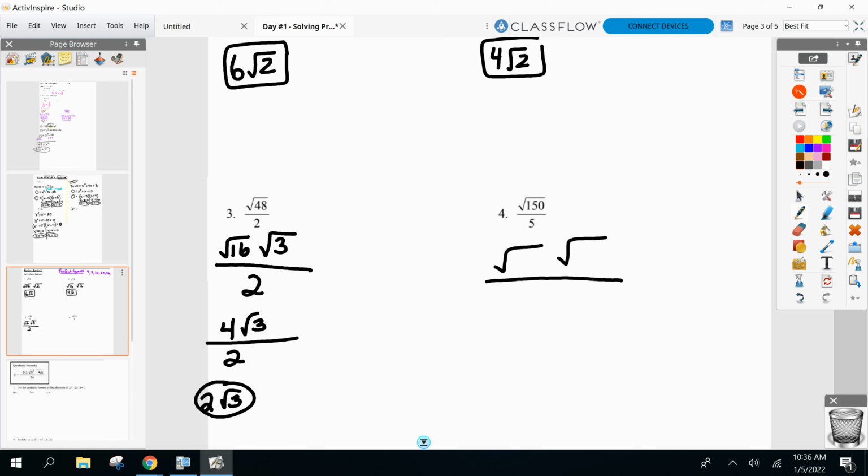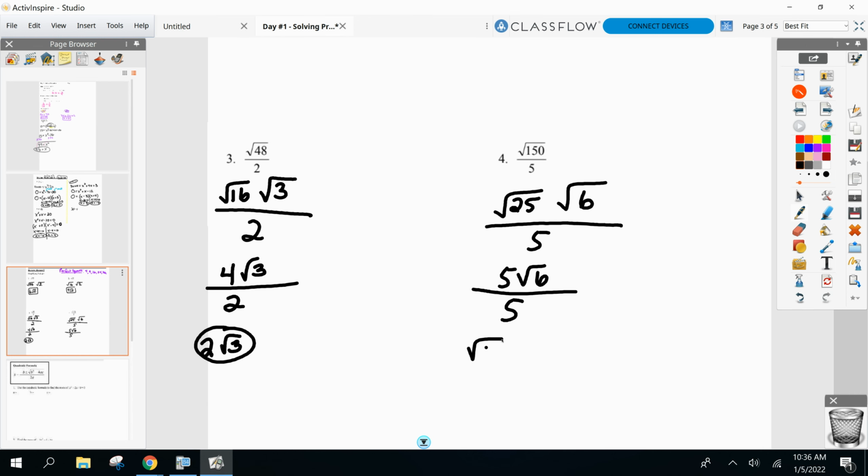Find a perfect square. What's your perfect square this time? That went into 150. 25, yeah. That's your perfect square times 6. Yep. Over 5. All right, top turns into 5 square root 6 over 5. Anything else you think you could simplify? Yeah, the 5s can go. Yep. So radical 6 is my simplified answer there.